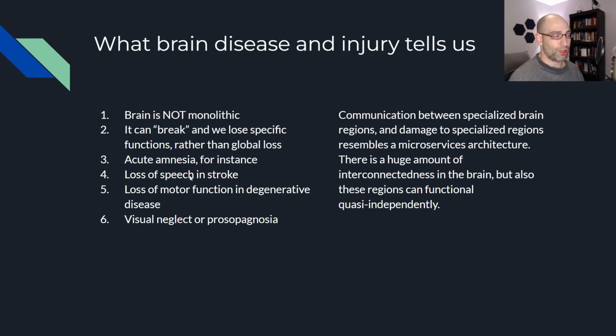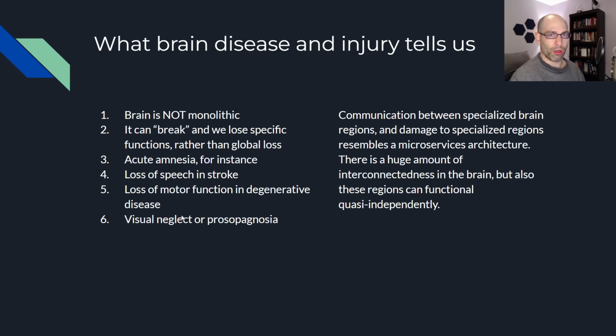Loss of speech and stroke. So one thing that often happens when people have a stroke is that you might end up paralyzed on one side of your body. You might end up without speech or any number of things. But that's because a stroke happens and it damages one part of your brain. Loss of motor function and degenerative disease.